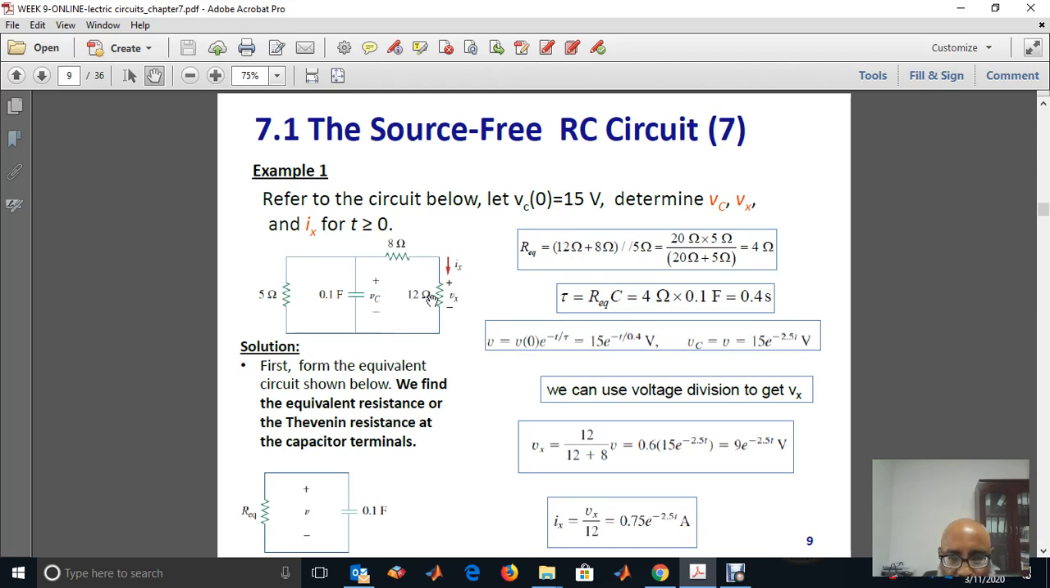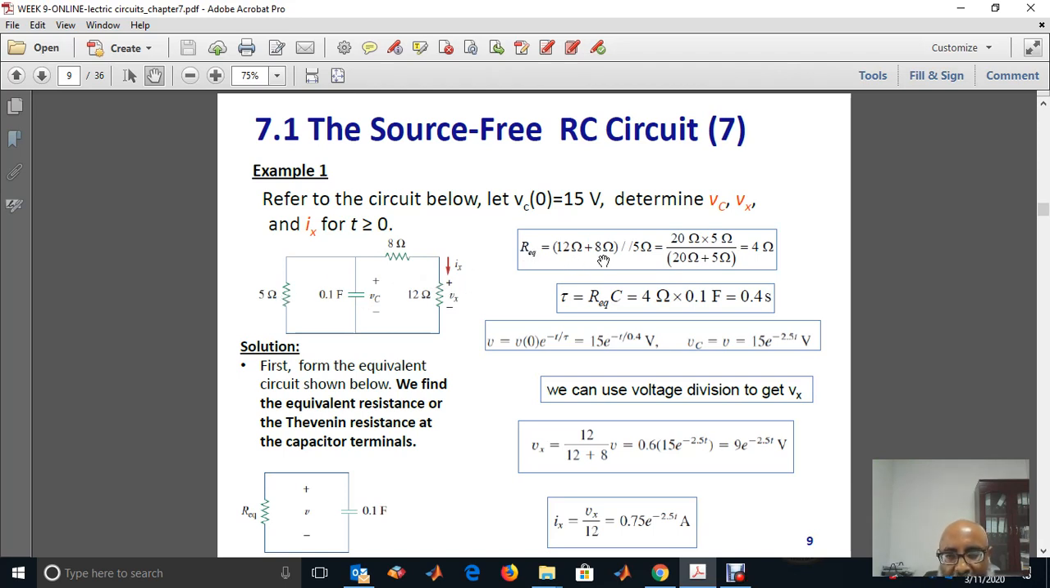This is required from the problem. First, we consider the capacitor as a load. When we consider this capacitor as a load, with the rest of the circuit, we will find the equivalent resistance of the rest of the circuit. If we see the rest of the circuit, considering the capacitor as a load, we have 8 ohm in series with 12 ohm, and then in parallel with 5 ohm.